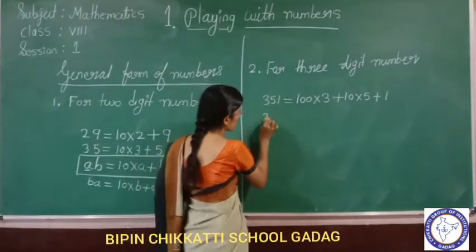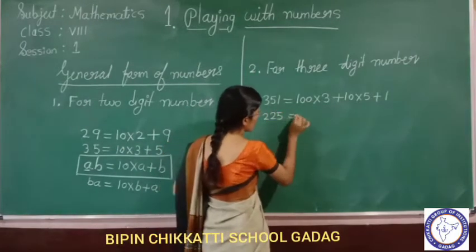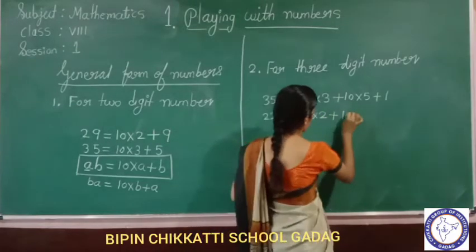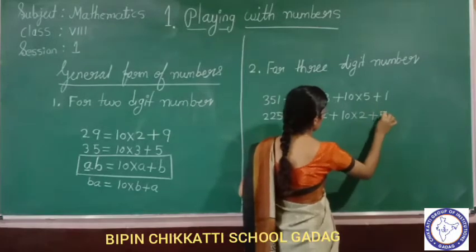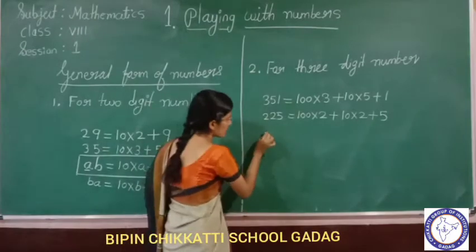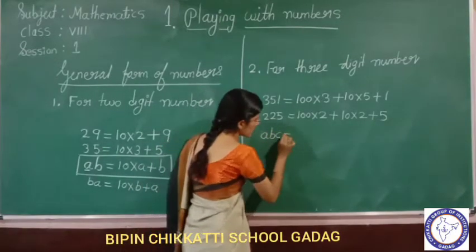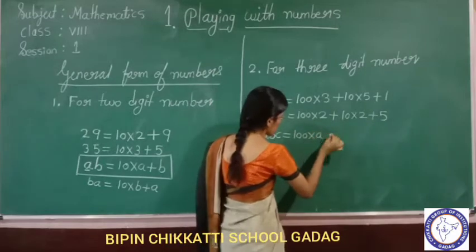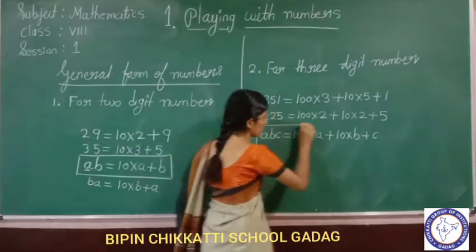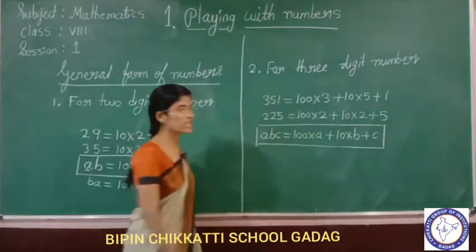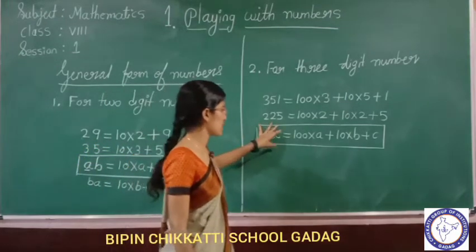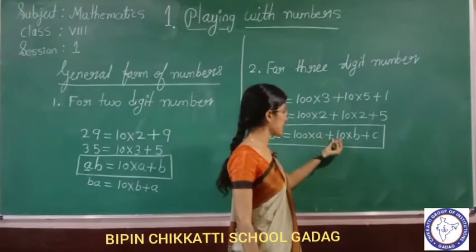Now see, if I take 225, how we can write? 100 into 2 plus 10 into 2 plus 5. Now in general, how we can write this? In general we can write 100 into A plus 10 into B plus C. This is the general form of a three digit number. Yes or no? In general, we can write a three digit number as 100 into A plus 10 into B plus C.